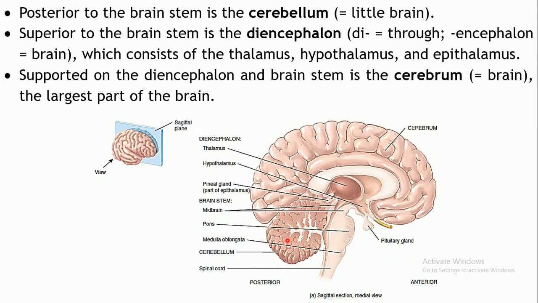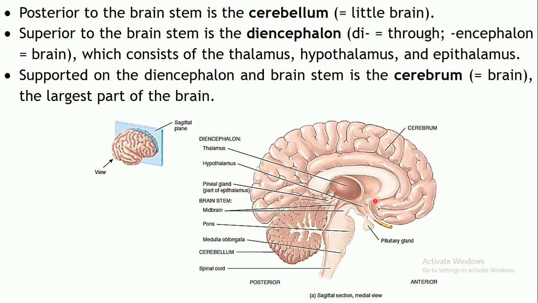And posterior to the brain stem, that's your anterior surface of your brain. So posterior to the brain stem lies the cerebellum. Cerebellum means little brain. And superior to the brain stem lies the diencephalon. Di means through and encephalon means brain. Okay. So this is present within the brain. So this comprises three parts: thalamus, hypothalamus and the epithalamus.